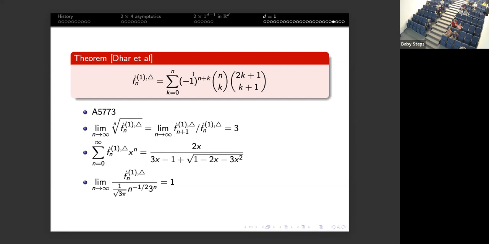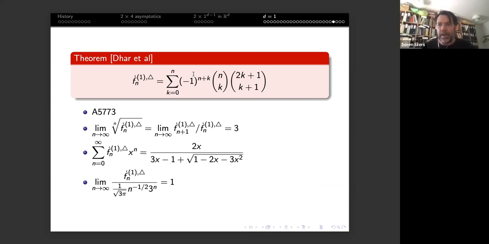The velocity of the growth of the sequences, something like this. Can you tell me something about the sense of entropy in this problem? So I think so. It's true.